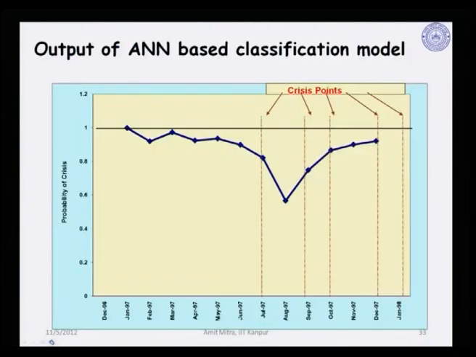This is another example of a classification model. This is an output that would be generated when we look at an ANN based classification model. It actually predicts probabilities of a particular class. Here the class of interest is the crisis class. So, it is a 2 class problem, crisis or no crisis, and one looks at it through predicted probabilities coming from an ANN model.